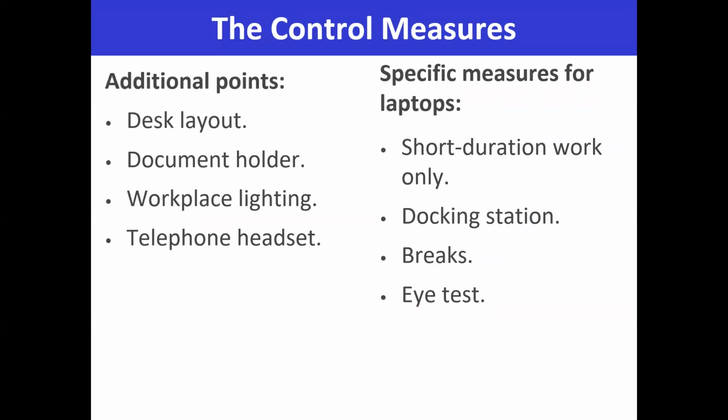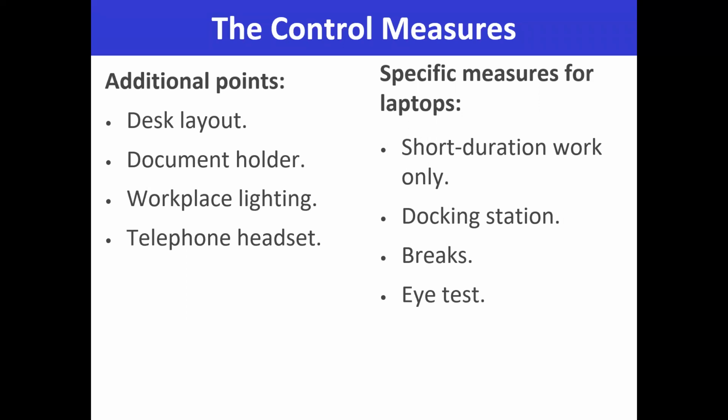Additional points, you need to make sure the desk layout is done in such a way that it is suitable for the person carrying out the job. You should provide document holders so people can hold the documents that they are typing. Workplace lighting should be sufficient, and telephone headsets should be provided when required.